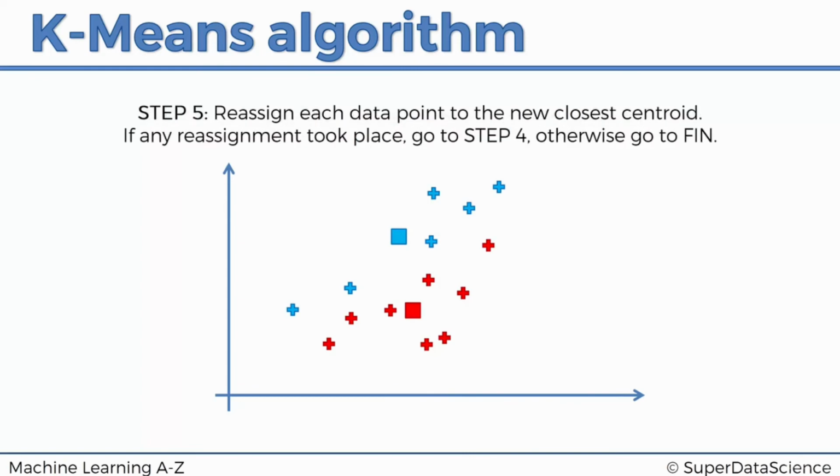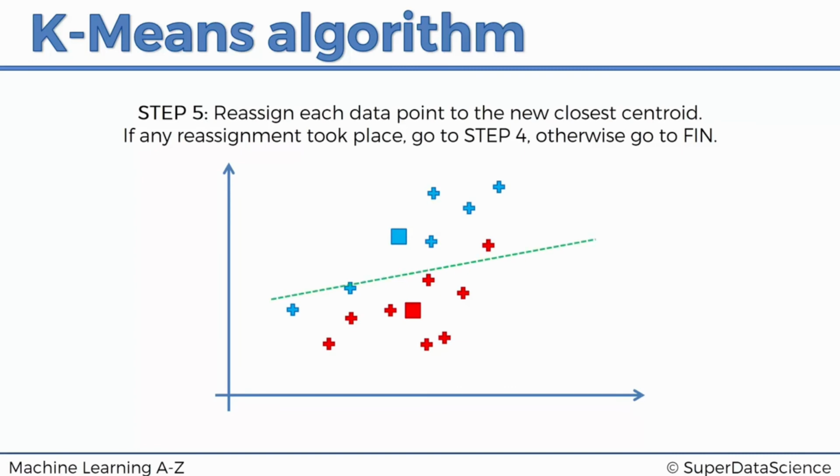Next, you perform step 5. So reassign each data point to the new closest centroid. And if any reassignment took place, then go back to step 4. Otherwise, you may finish your algorithm, meaning that it has converged. So let's do that. Let's see how now the data points will reassign to the new centroid.